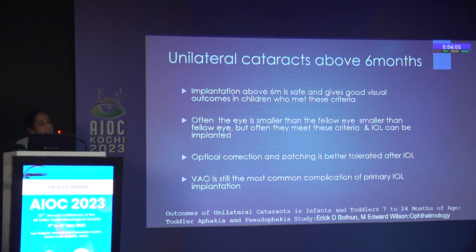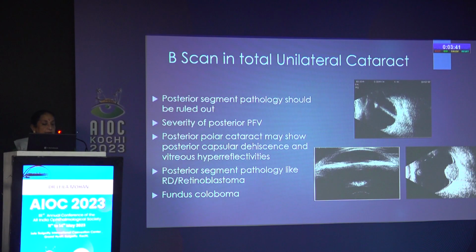So implantation, of course, above 6 months, if they meet the criteria of the corneal diameter and axial length, can be done in unilateral cases, should be done, because it is easier to manage. The amblyopia management is easier, and optical correction and patching is the most important, and visual axis opacification should be followed up.